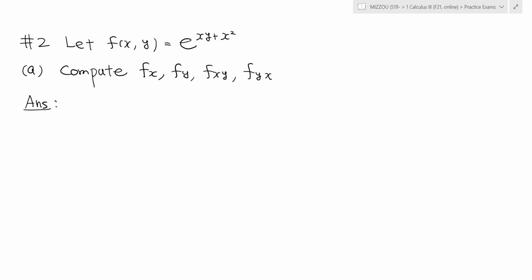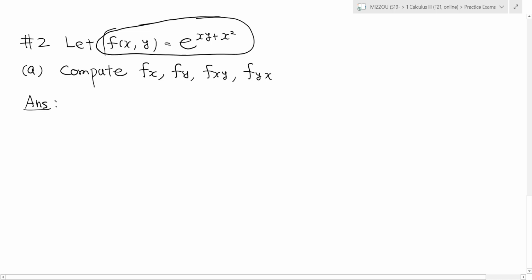Now, problem number 2. Let f of x be this function, e to the power of xy plus x squared, and then compute those.